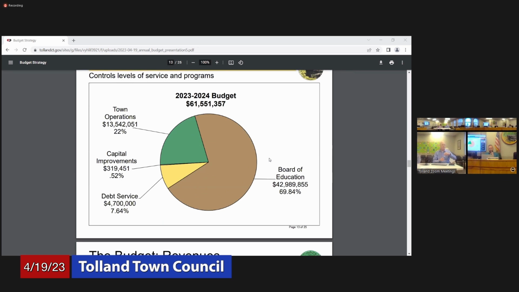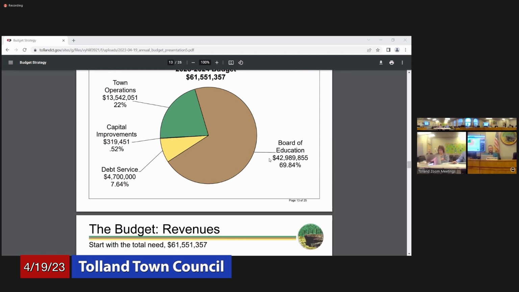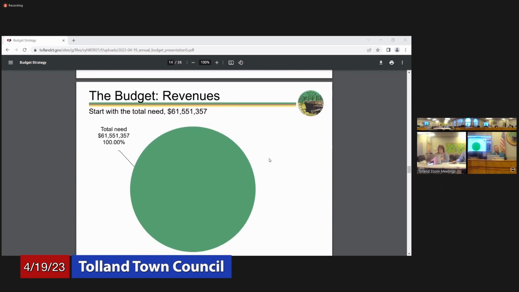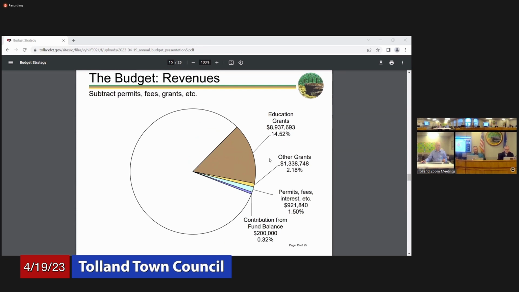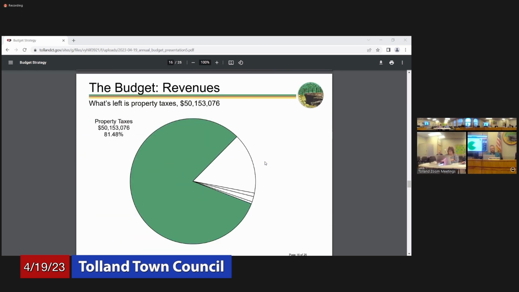And that brings us to the expenditure slide. Overall expenditures for the budget, as we mentioned, are 61,551,357. You can see the breakout: about 70% goes to the Board of Education, about 7 2/3% goes to debt service, just over 0.5% for capital improvements, and about 22% for town operations. Obviously, you need revenues to match the proposed budget. Education grants cover about 14.5%. Just over 2.18% is for other grants. Permits, fees, interest, etc. cover about 1.5%, and contribution from the fund balance is about 1/3%. That leaves the remaining revenues through property taxes at 50 million, or 81.48%.